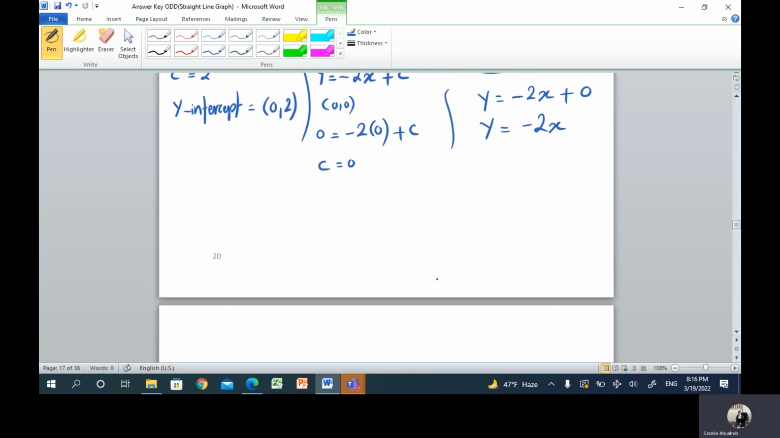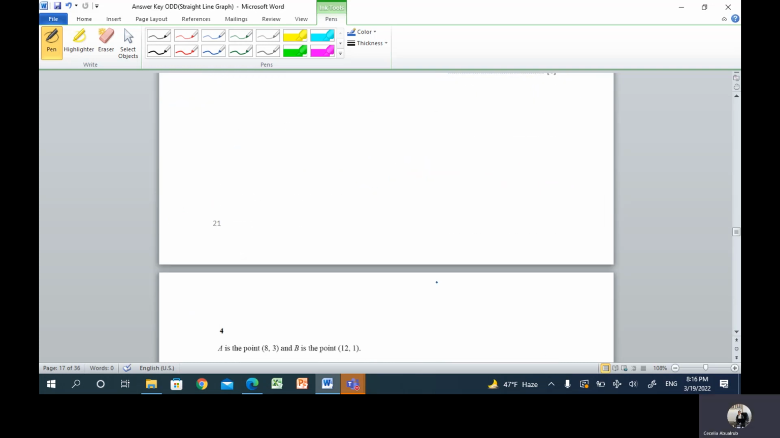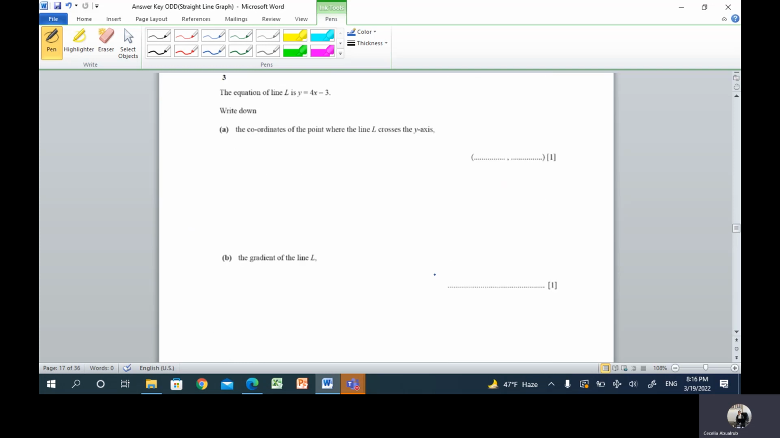So we did page 20. We weren't supposed to do that. Now we're going to page 21. The equation of line L is y = 4x - 3. What is m for this line? It's 4. What is c? -3. What is the y-intercept? It's (0, c), (0, -3).